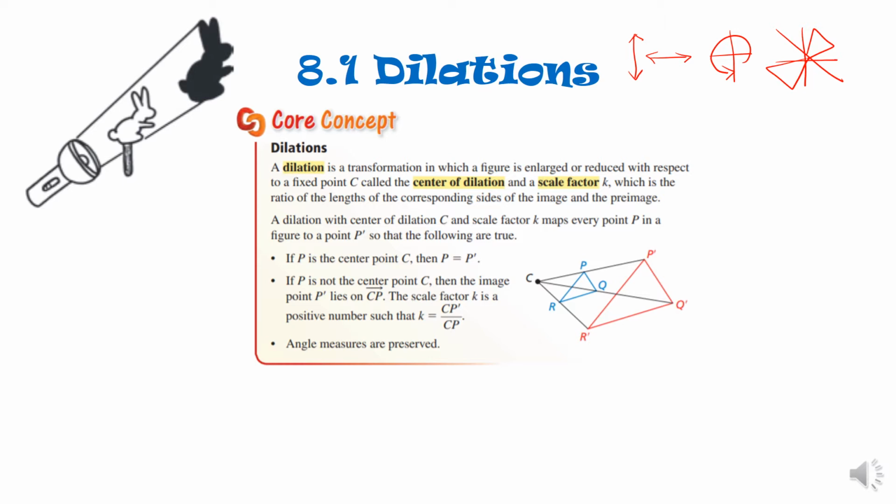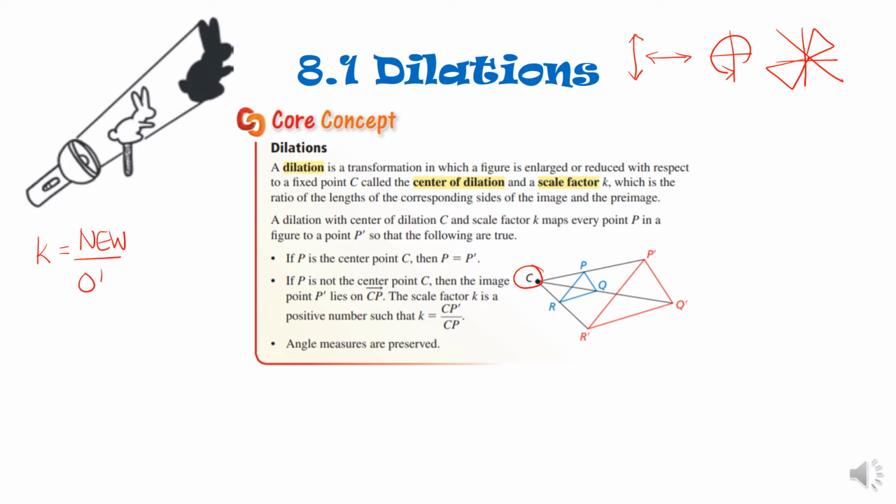Okay, so we've done all of those, and we've also done vertical stretches and vertical shrinks. These are different. So a dilation is a transformation in which a figure is enlarged or reduced with respect to a fixed point C, called the center of dilation. And there's a scale factor involved, which we're going to call K. So the scale factor is a ratio of the lengths of the corresponding sides of the image and the pre-image. So what they mean is the new to the old.